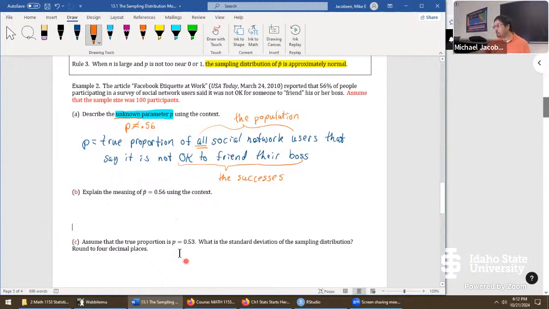This is based off a multiple choice problem in the actual homework section. It said, explain the meaning of P hat equals 0.56 using the context. Well, it's P hat. That keys us in that this is a statistic. This is describing the sample, and that was a sample of 100 participants. So this is a statistic describing the sample with n equals 100.